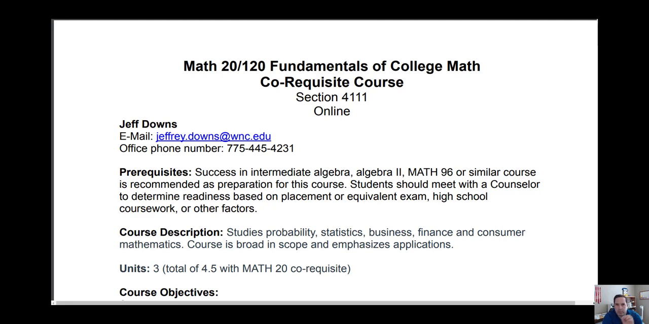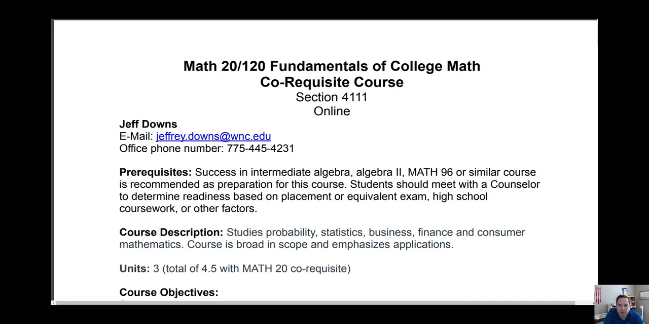Give you a little advisory here. There may be some typos in here, so please forgive me on that, and I'll make changes as I can. So my name is Jeff Downs. I'm the instructor for this course. My email address is jeffrey.downs@wnc.edu. My office phone number is 775-445-4231. Prerequisites. Success in Intermediate Algebra, Algebra 2, Math 96 or similar course is recommended.